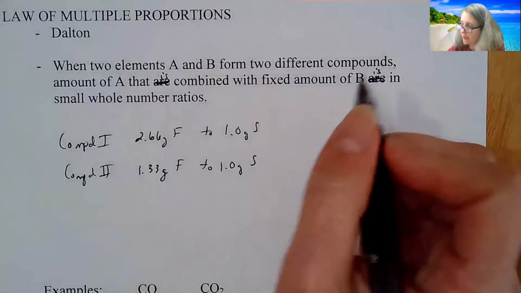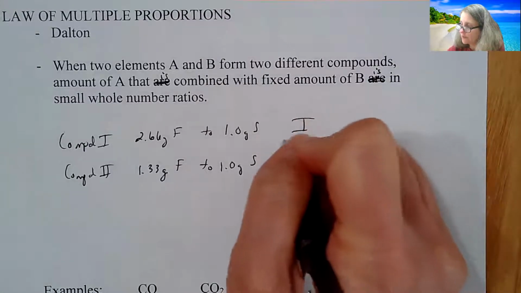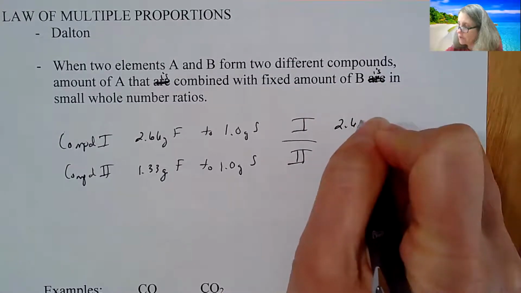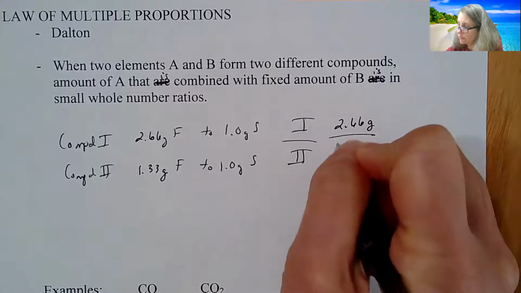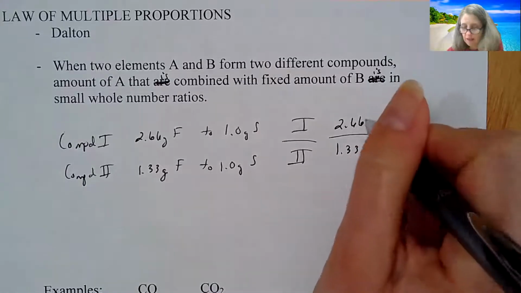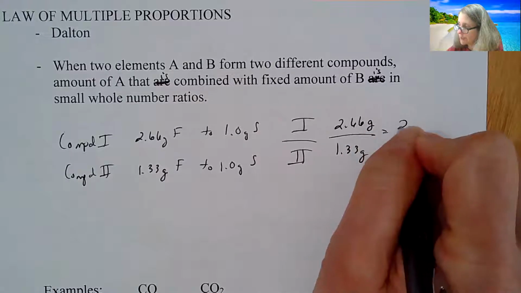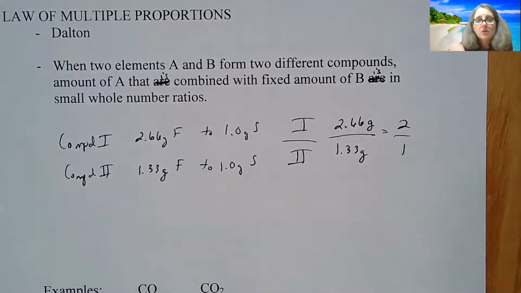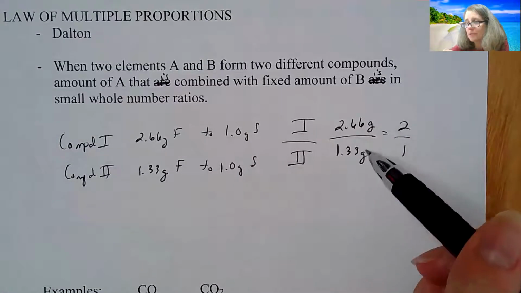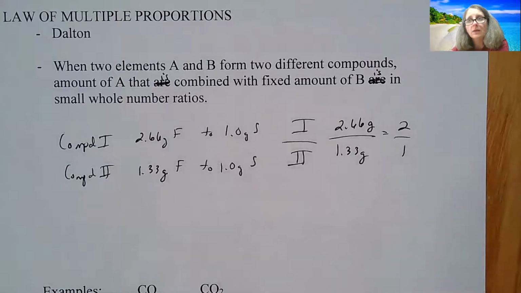So if I look at compound 1 versus compound 2, and I look at their amount of fluorine, 2.66 grams of fluorine to 1.33 grams of fluorine in compound 2, this has to come out to be a whole number. So this comes out to be a 2-to-1 relationship. So I have twice the amount of fluorine in compound 1 as I do in compound 2. So anytime you're comparing the same element in two different compounds, they will come out to be whole number ratios.